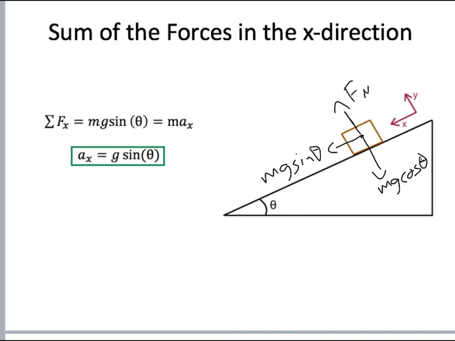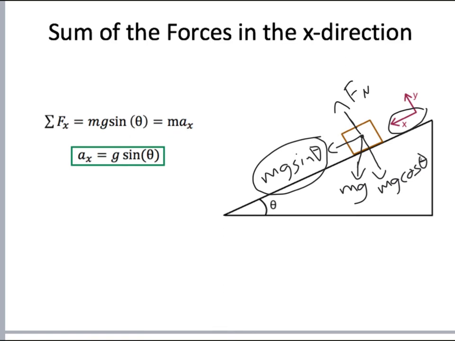And of course, if I take the two gravity components, mg is going to point straight down. We'll pretend that I drew that straight down, but you guys get the idea. But in the x direction, the only force is mg sine of theta, and the way I've set up my coordinate system, it's going to be positive. So the sum of the forces in the x direction is just mg sine of theta, and that's equal to m a sub x.